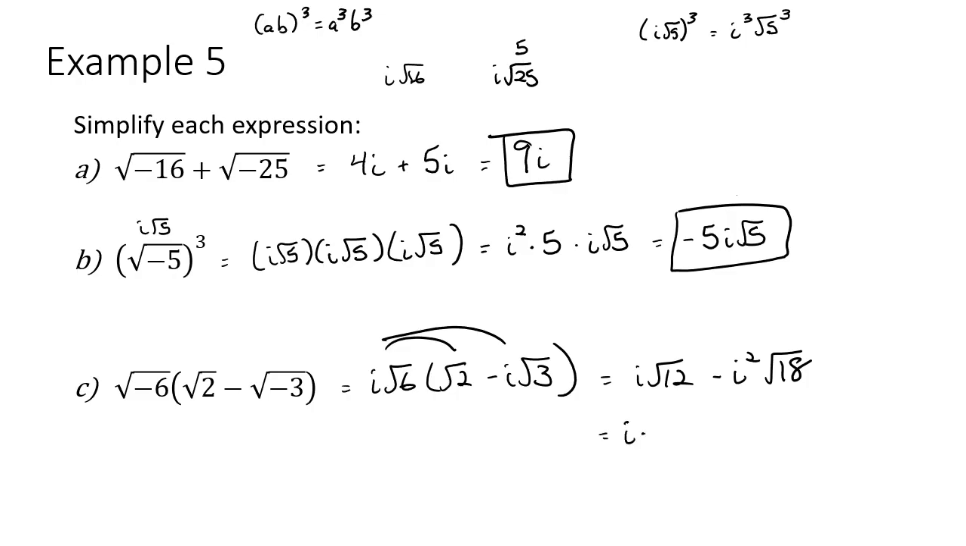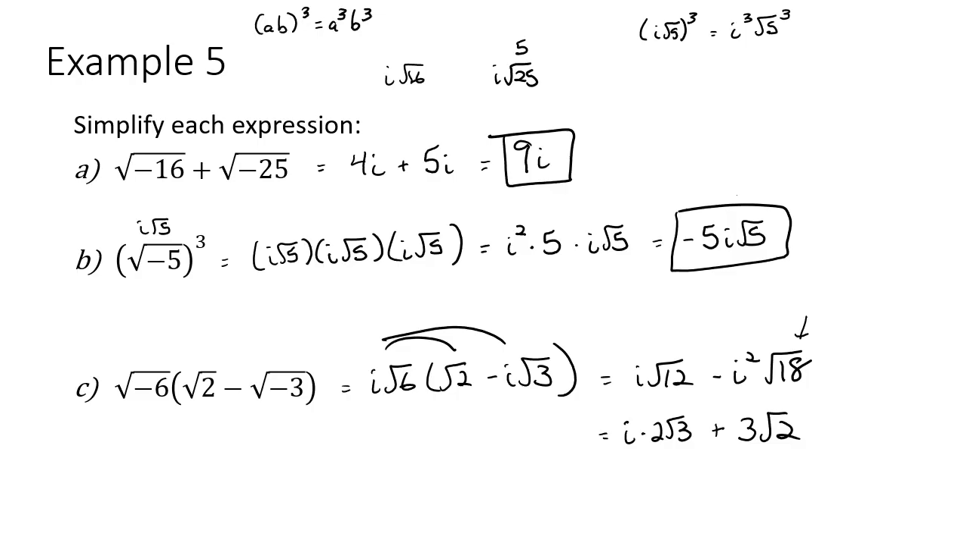So square root of 12, because 12 is 4 times 3, and you can take the square root of 4, would be 2 square roots of 3. This i squared is a negative 1, which would just flip the sign out front, so this is a plus. And since 18 is 9 times 2, that would be a plus 3 square roots of 2.